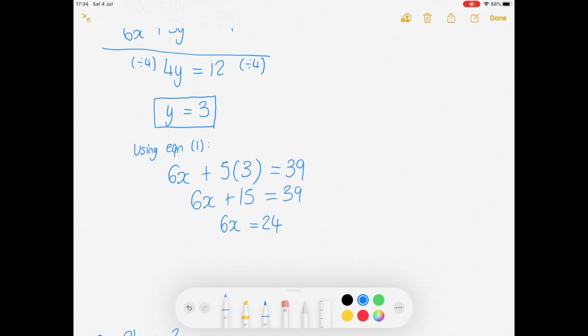Again, what's stopping us from getting x on its own? It's the 6 in front of the x. Remember that 6x equals 6 times x. So we need to divide by 6 on both sides to get the answer. So that means x equals 4. We've solved our simultaneous equation. y equals 3, x equals 4.